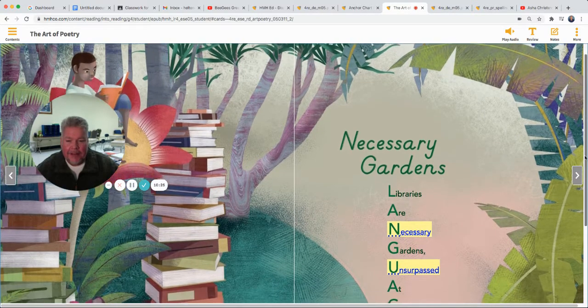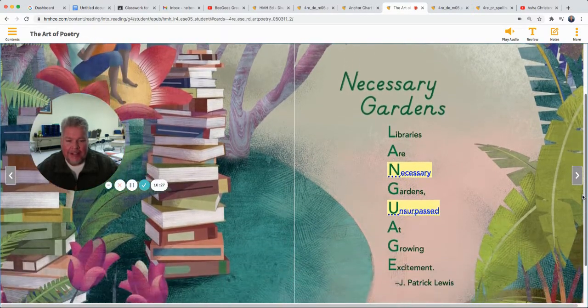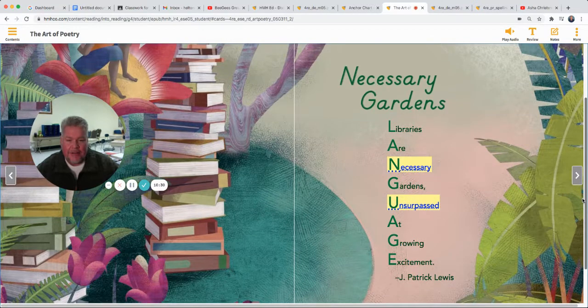Okay, this first poem is called Necessary Gardens. Libraries are necessary gardens, unsurpassed at growing excitement. Now look at that poem right there. That's like my cat poem, isn't it? About the poem about my cat. It's my cat poem spelled Shasta going down. This one, what does it spell going down? Language. Language. And we see two of our vocabulary words here, necessary and unsurpassed.